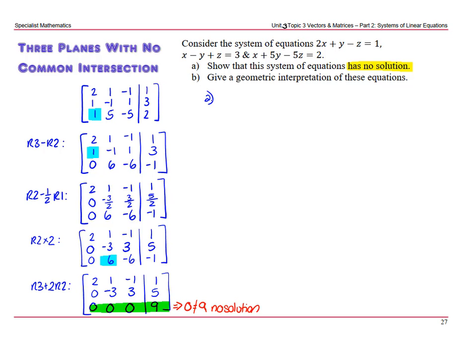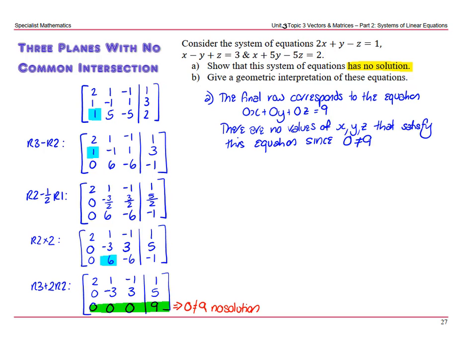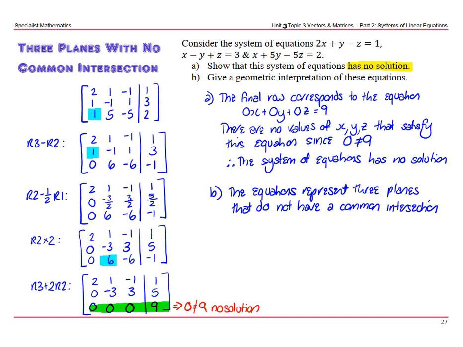So part A, the final row corresponds to the equation 0x plus 0y plus 0z equals 9. Now there are no values of x, y, z that satisfy this equation since 0 can't equal 9. So therefore the system of equations has no solution. Part B, give a geometric interpretation of these equations. The equations represent three planes that do not have a common intersection. We also know the planes aren't parallel.